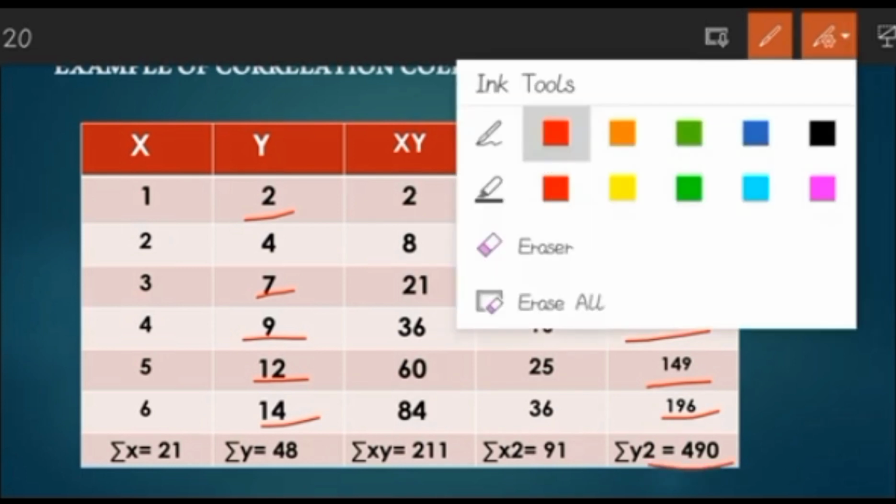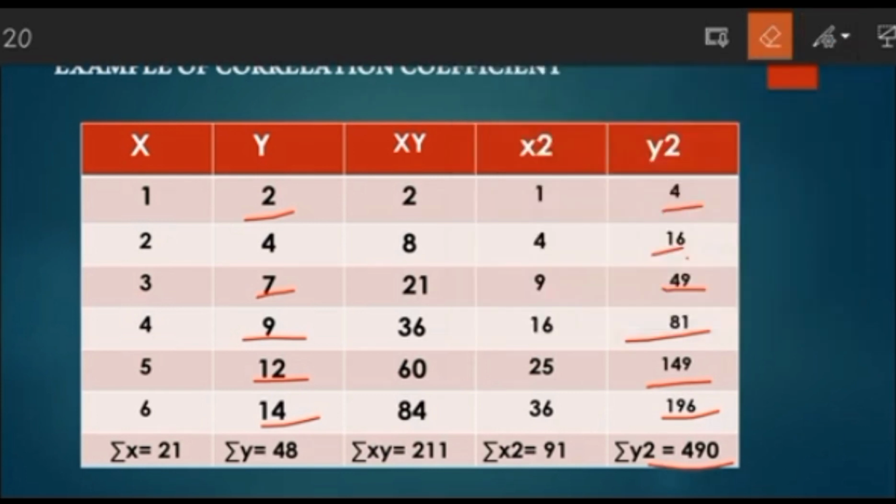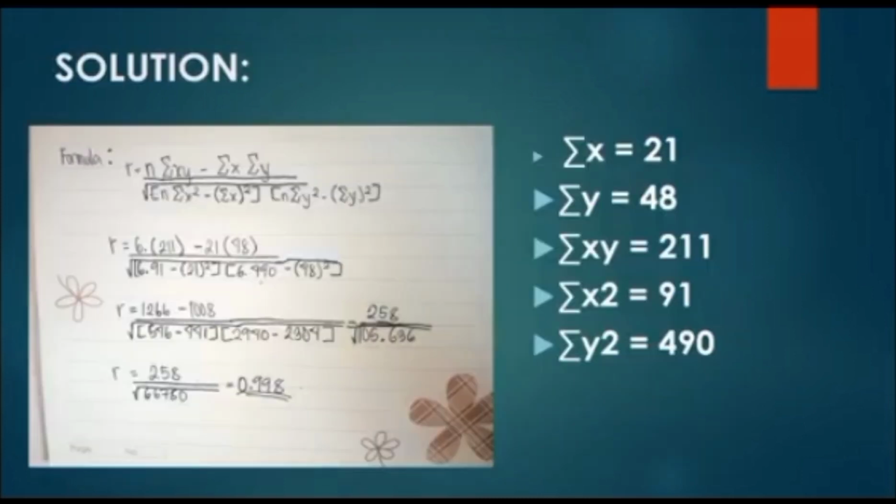So, let's proceed to the solution. The formula for r, the correlation coefficient, is n times the sum of xy minus the sum of x times the sum of y, divided by the square root of n times the sum of x squared minus the sum of x, squared, times n times the sum of y squared minus the sum of y, squared.